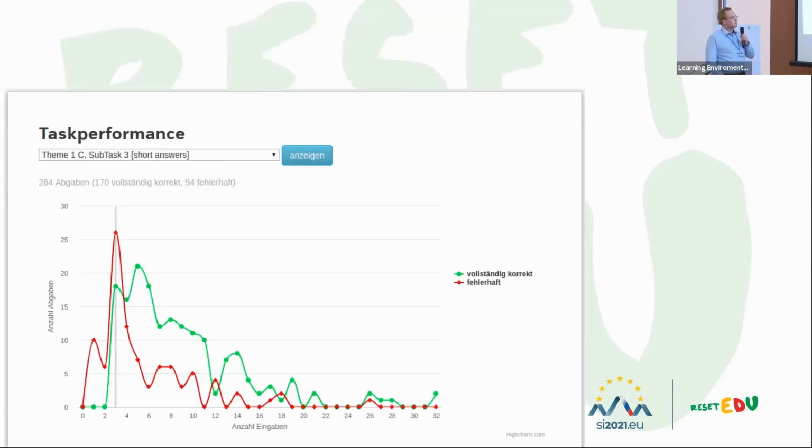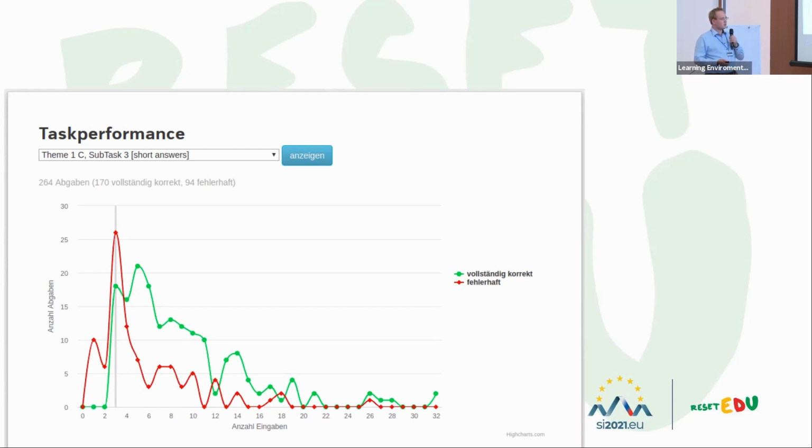Finally, here is a view that's also a screenshot from the system where you can see how many people worked on an exercise and were they successful in the end. So we can see on the x-axis how many times people tried on an exercise, and on the y-axis how many people then actually submitted something. And red means that the exercise was submitted, but there were still some errors. So as a teacher, I still have to go over it and correct it. And green means that this was fully correct, so everything was answered correctly.